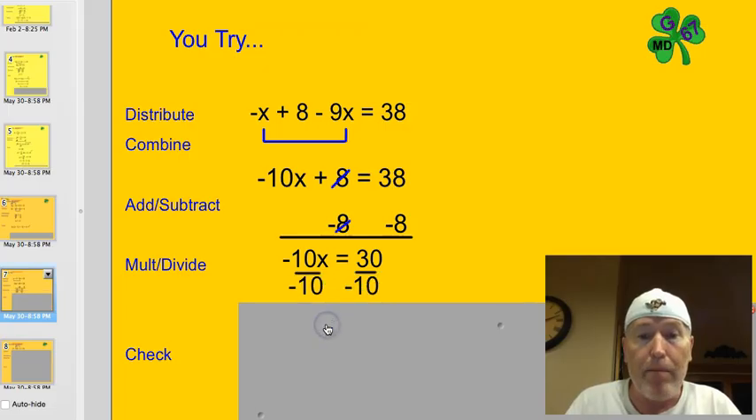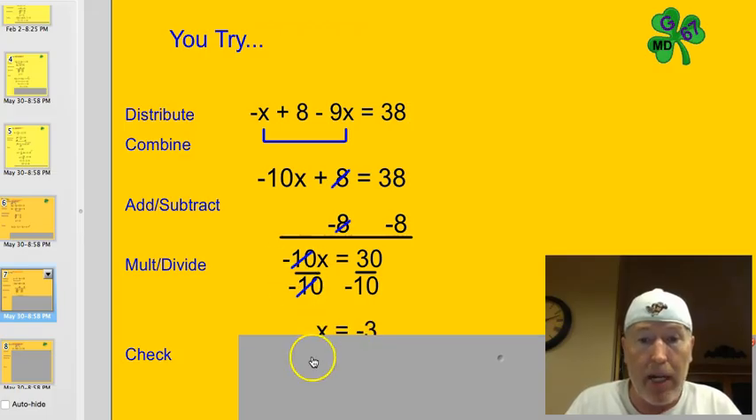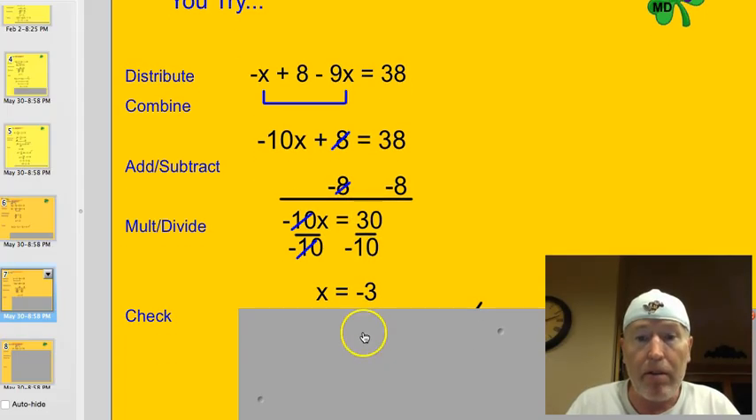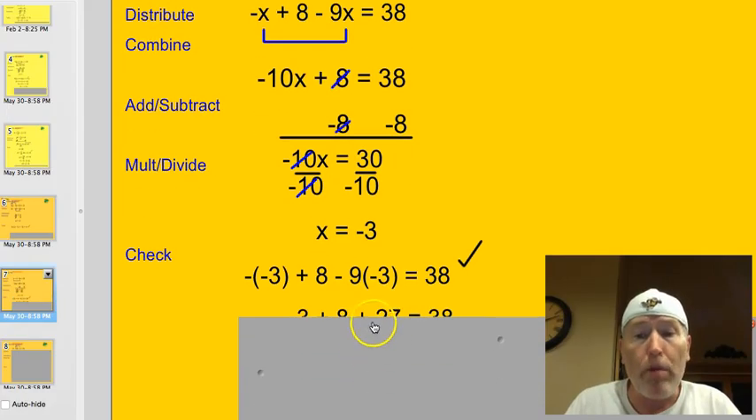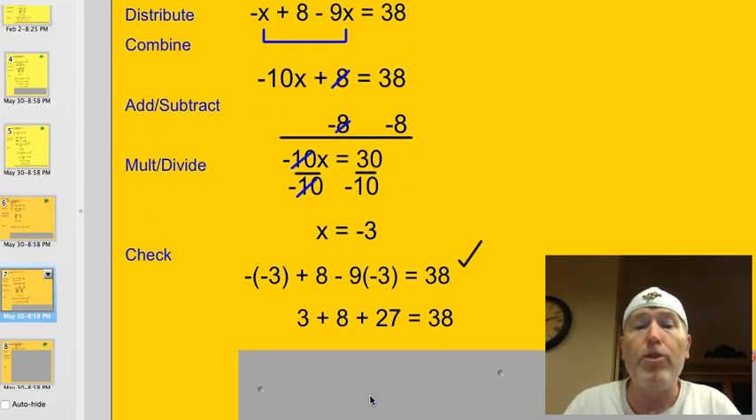Then you should have divided by a -10 next. That'll isolate that x. Now, a negative divided by a negative is going to leave me with a positive x. But 30 divided by a -10 is a -3. Super. Pop it in. You can see that your answer checks out.